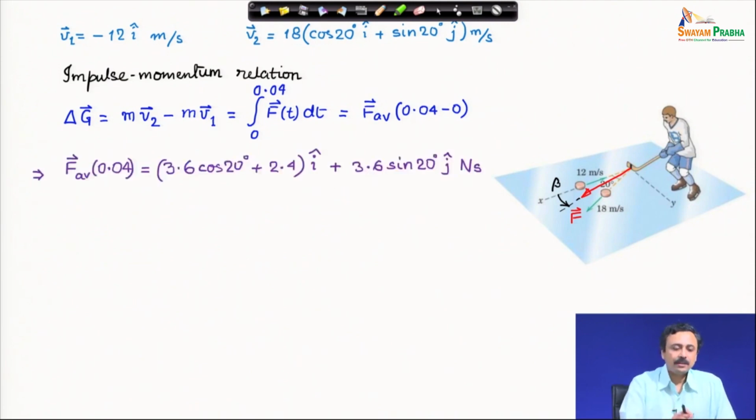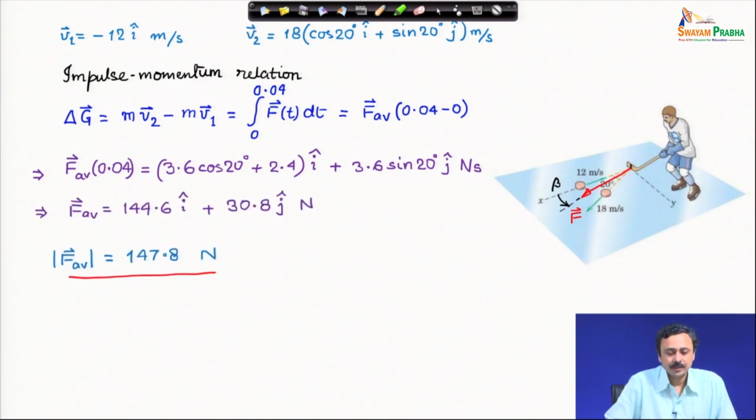If I plug in the values of V2, V1 and the mass of the puck, then I get this relation for the average force vector. So, average force vector times the time interval must be equal to the change in the linear momentum, now shown on the right hand side. If I divide, then the average force is 144.6 i cap plus 30.8 j cap Newton. The magnitude of this force is 147.8 Newton.